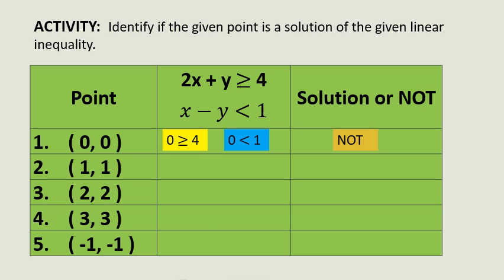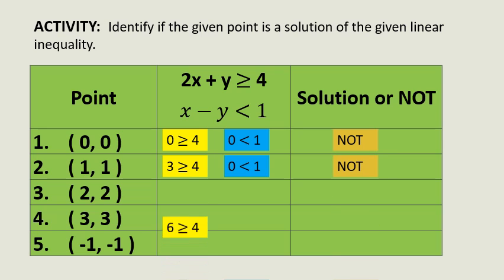Okay, for number 2, does 3 greater than or equal to 4? So how you get the 3? So 2 times 1 is 2, plus 1, that becomes 3. Then copy this one. And for x minus y less than 1, 1 minus 1 is 0. Okay, so this is correct. And is this correct? No. So 4 is greater than 3. So therefore, that's not a solution.